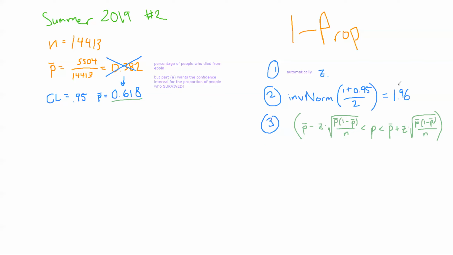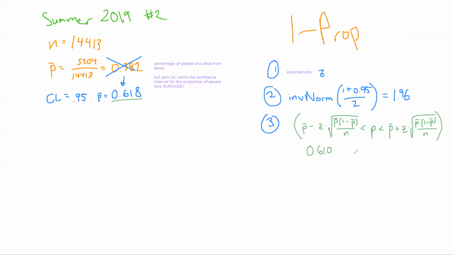And our value of z, sorry, my value of z rather, is 1.96. That's going to go here. So plugging all these things in, I get 0.618 minus 1.96 times the square root of 0.618 times 0.382 divided by 14,413, 0.61, almost on the dot, so we'll say 0.610.